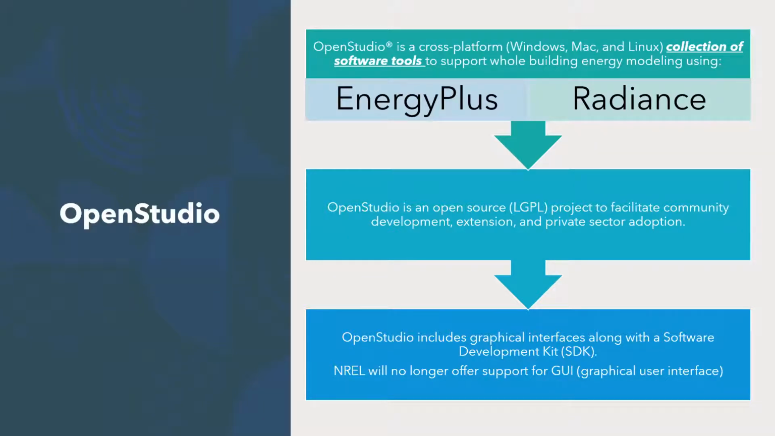So NREL is no longer going to support the graphical user interface for OpenStudio. They will continue to support the backend simulation engine, but that's kind of been taken over by a couple private individuals that have developed their own. So I encourage you to check those out. If not, you can always stay in the older version. I believe it's 2.9 would be the latest one you can go with using the SketchUp user interface, or I guess it's technically referred to as the legacy SketchUp user interface.